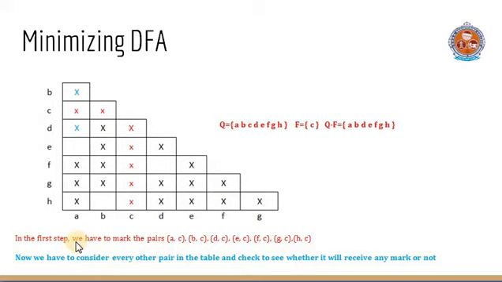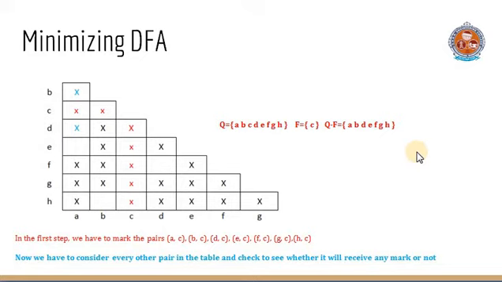In the first step, we have to mark the pairs AC, BC, DC, EC, FC, GC and HC, because in all these pairs one is a final state and the other one is a non-final state. So we place X as a mark in these pairs. Here it is AC, BC, DC, EC, FC, GC, HC. All these are marked with X. The red colored X symbol is placed in all these cells as a first step.